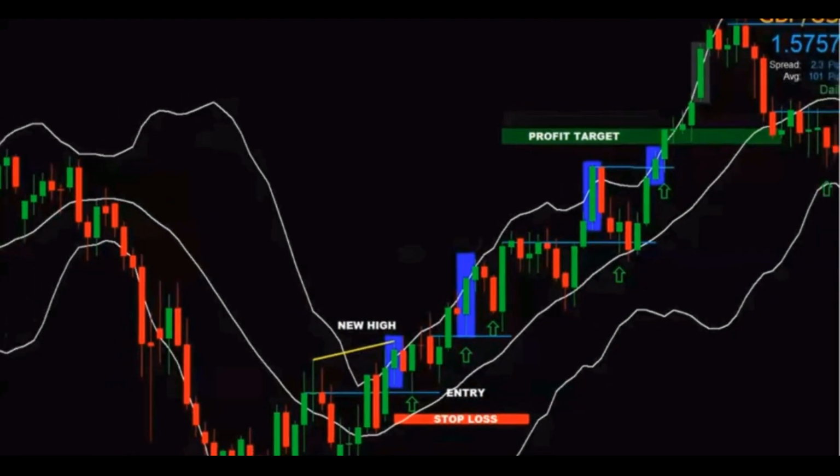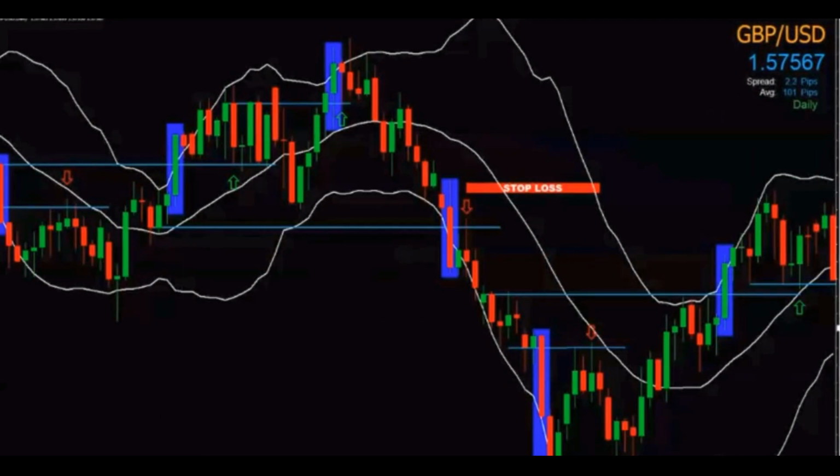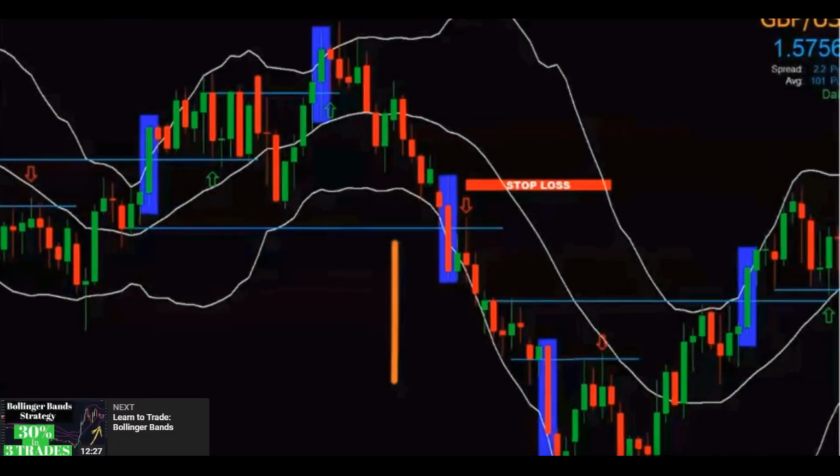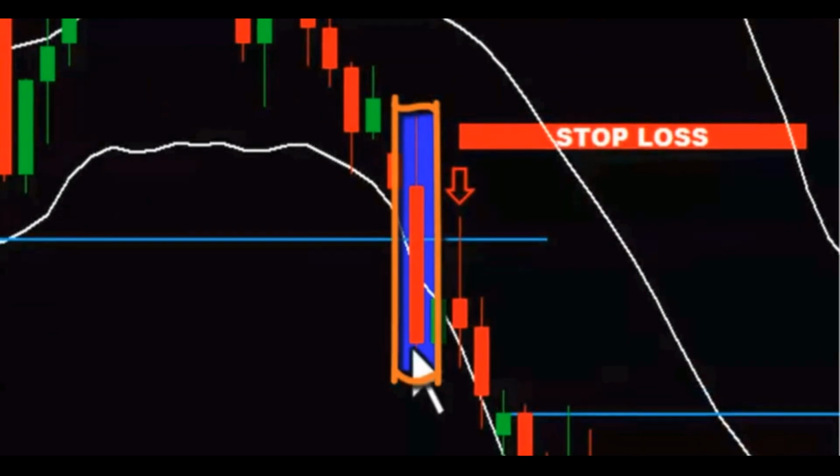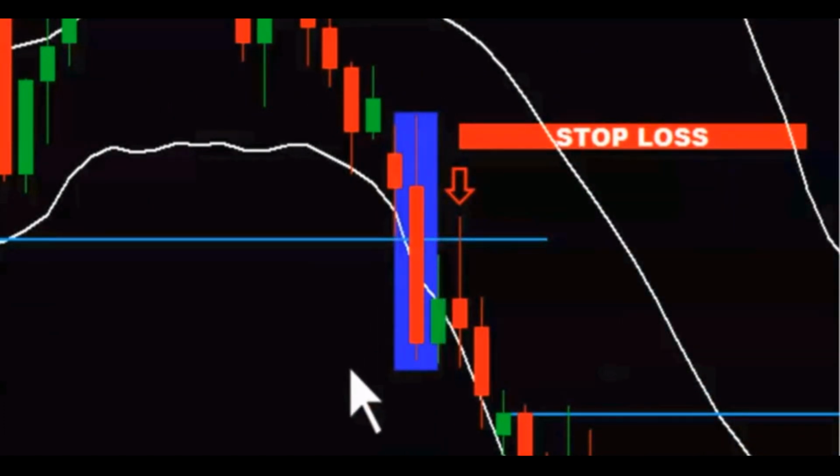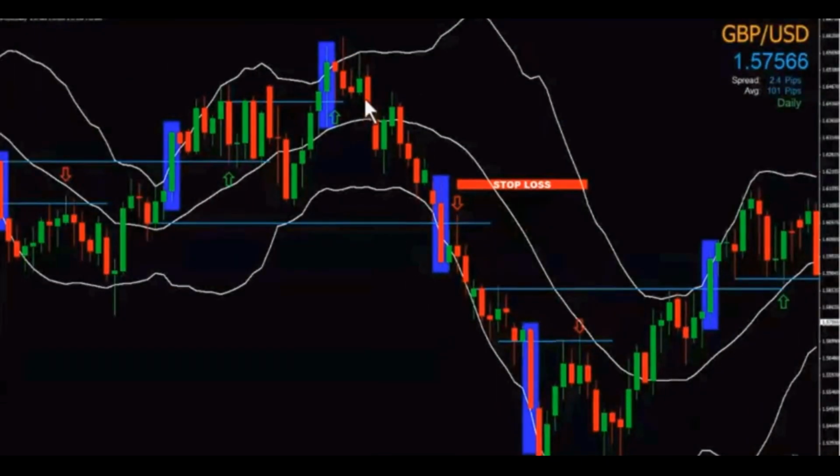Let's take a look at a sell or short trade. Let's highlight the candle that closed below the lower band, here in this example. As you can see, the market is trending down, and this red candle has closed well below the lower band. Furthermore, a new low has also been established, as you can see when we compare this low to the previous low.